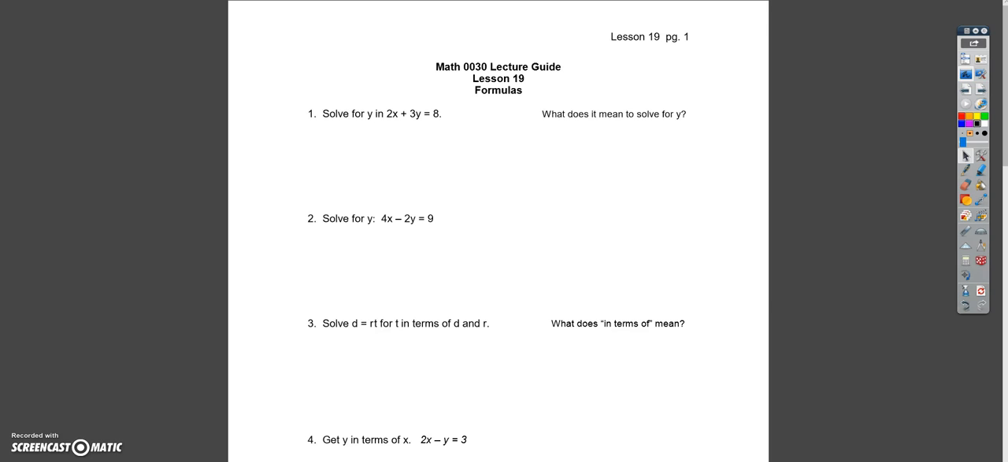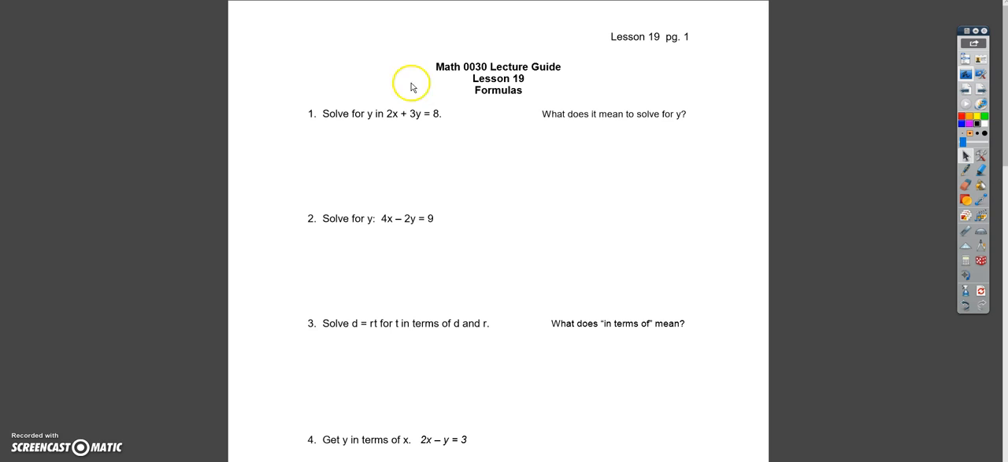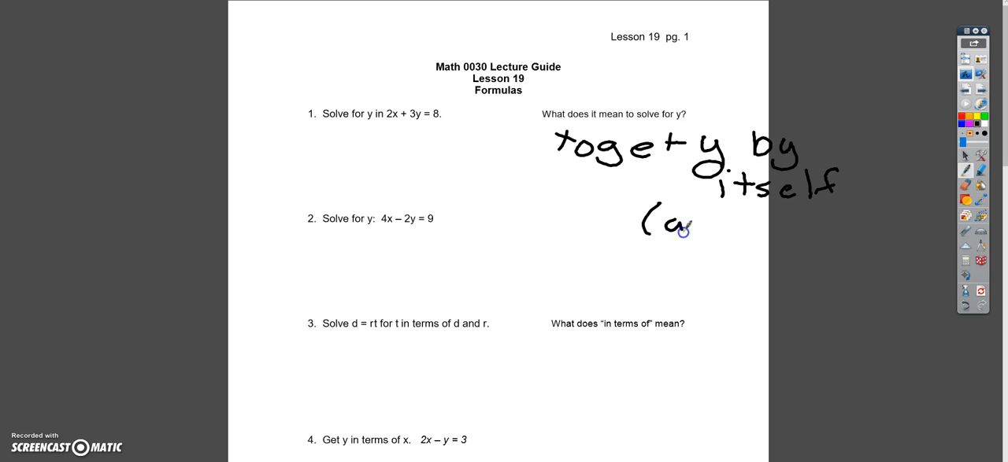This is lesson 19. It says formulas, and there are a few formulas in here, but the main gist of it is to be able to manipulate an equation to solve it for anything that you're asked to solve it for. And so it says here, what does it mean to solve for y? That means to get y by itself.